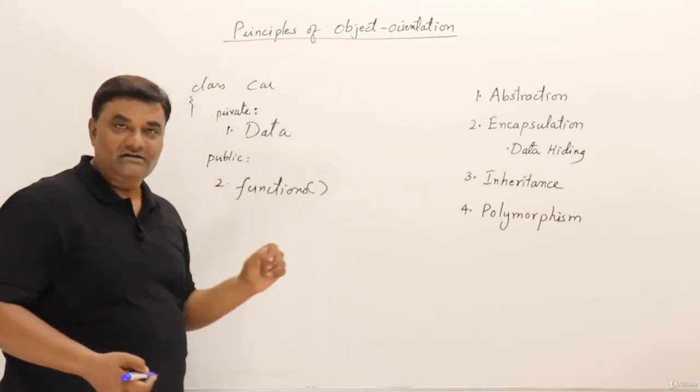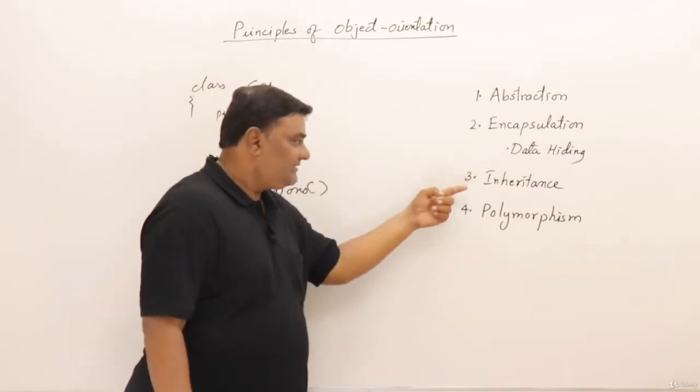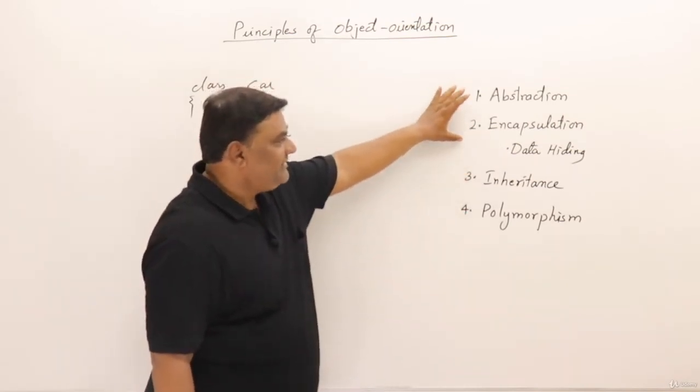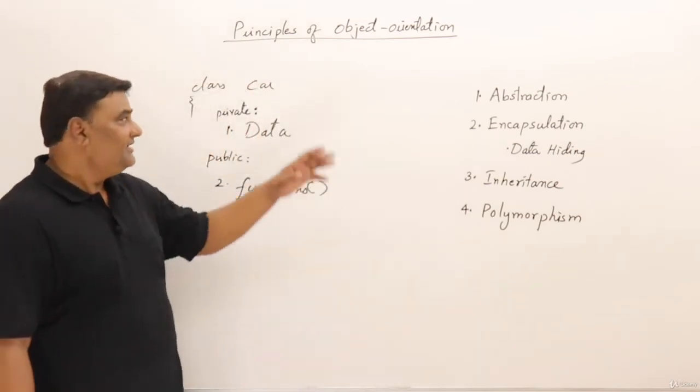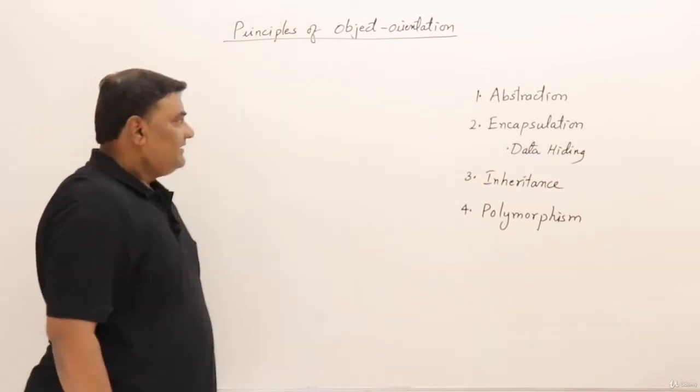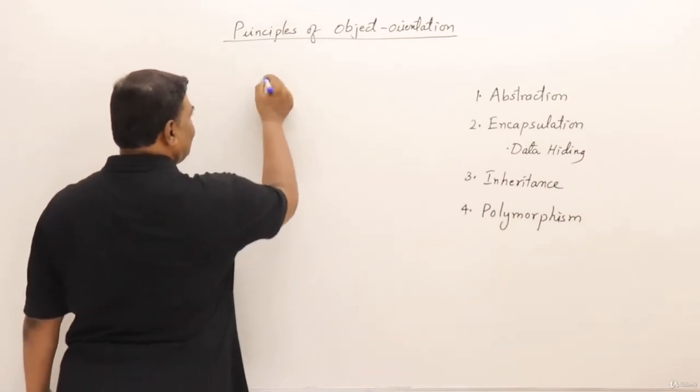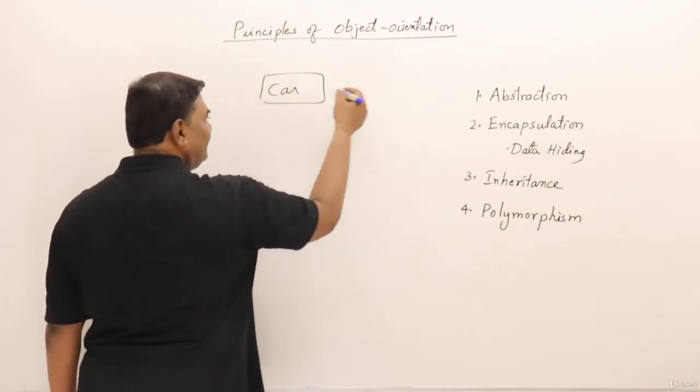I wrote a class for car. Now let us talk about inheritance and polymorphism, as these two are interrelated. With the help of a car example, I'll explain. Suppose you have written a class for car. Somebody has designed a car in automobile.